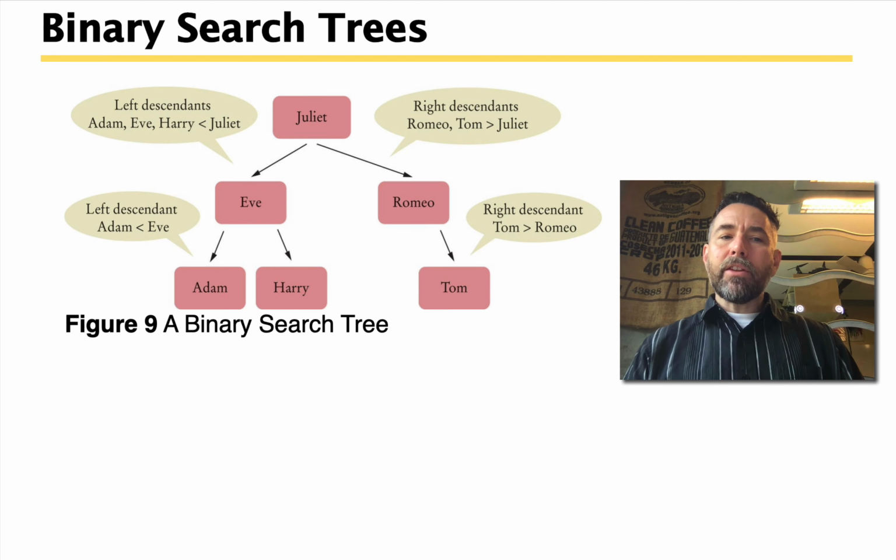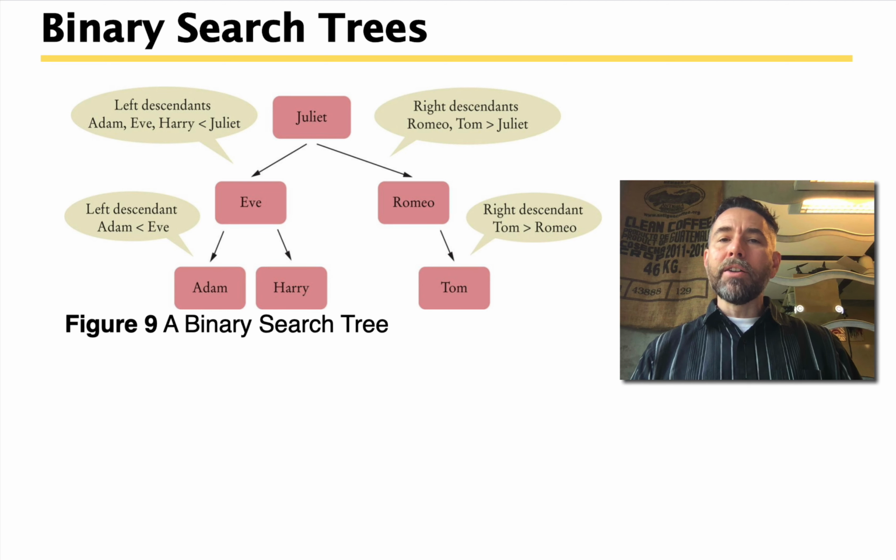So as we continue down the tree, you can see that Eve has two children as well. Eve's children are Adam on the left and Harry on the right. So two things to notice about this particular subtree. First of all, you know that Eve is less than Juliet. Well, we can see that Adam is less than Eve and Harry is greater than Eve alphabetically. A comes before E and H comes after E. So that subtree rooted in Eve maintains the binary search tree property.